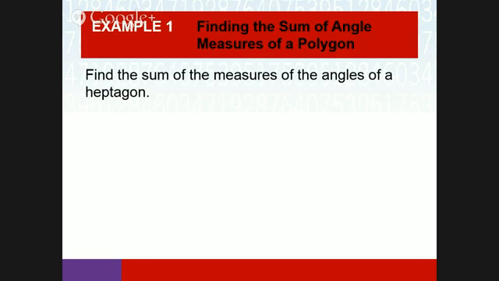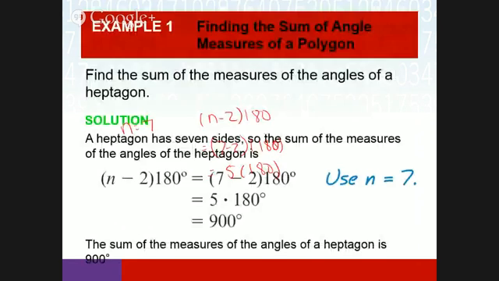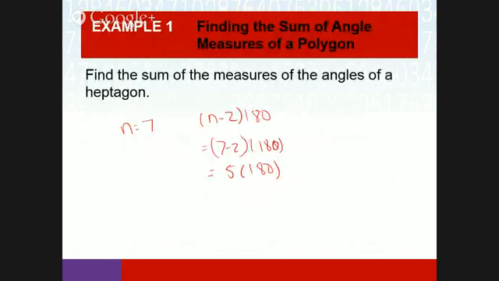So here's an application problem. Find the sum of the measurement of the angles of a heptagon. So we need to know a heptagon is 7 sides. So here n is 7. Use the formula n minus 2 times 180. 7 minus 2 times 180. So 5 times 180, which ends up with 900 degrees. So if I add up the angles in a 7-sided figure, they're going to add up to 900 degrees.